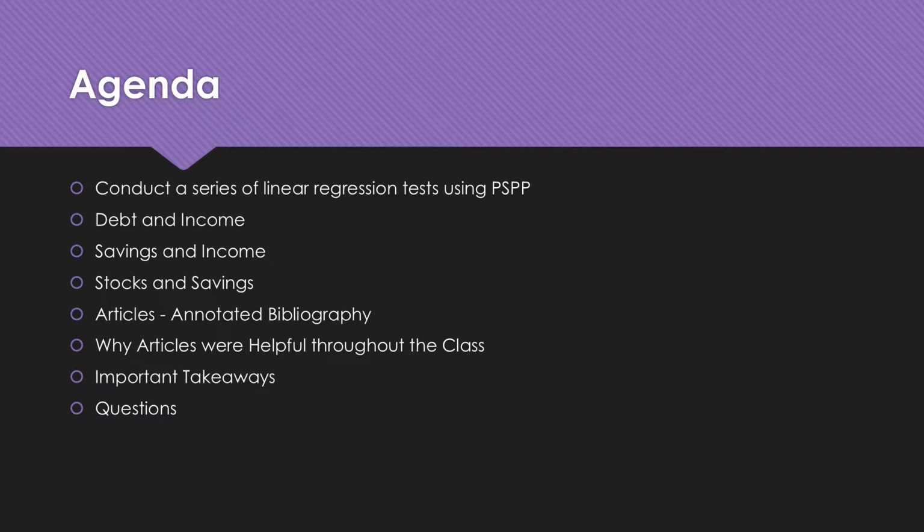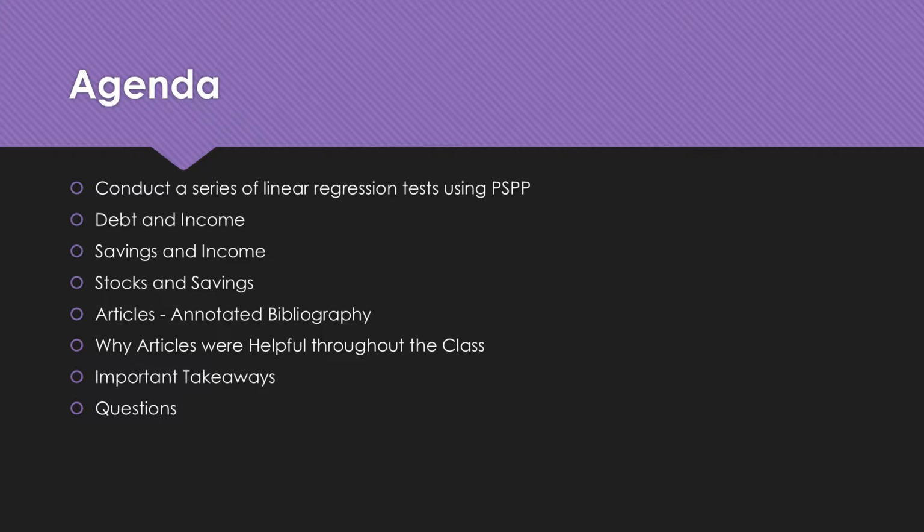The agenda for this presentation is to explain the results of the linear regression tests that were both significant and not significant using the APA format. I will also provide an annotated bibliography of articles I found important during the course and explain why I thought the articles were helpful. Then I will discuss the takeaways and provide time for any questions.